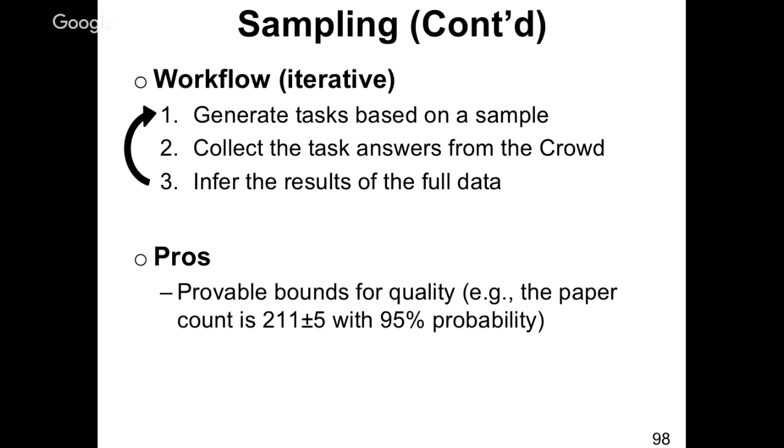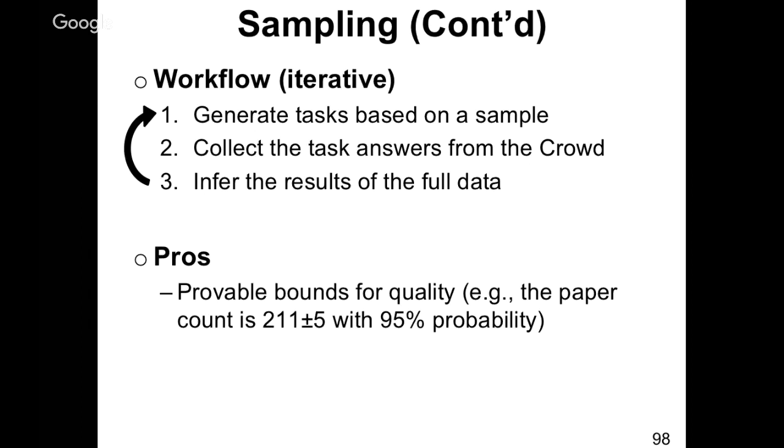So the advantage of these techniques is that sampling has been extensively studied in the statistics literature, and there are a lot of techniques that can give you a provable bound for quality. For the previous example, let's say if you only clean 1% of data, it may give you an answer like this.